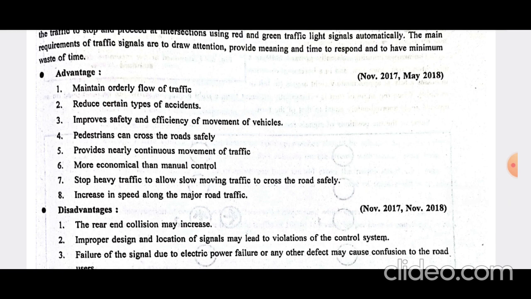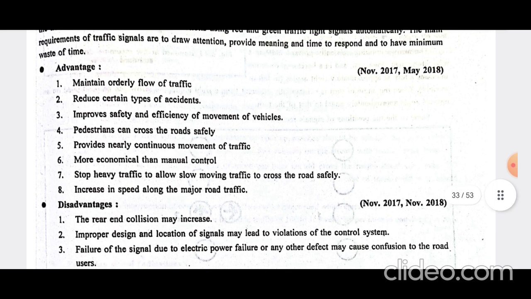First one is to maintain orderly flow of traffic. So if the green signal is there, all the vehicles travel on a way, and if the red signal is there, all the vehicles are stopped at the crossroad. Now here the second advantage is to reduce certain types of accidents. In most cases accidents are seen at a crossroad, so it reduces certain types of accidents. Third is that it improves the safety and efficiency of movement of the vehicles.